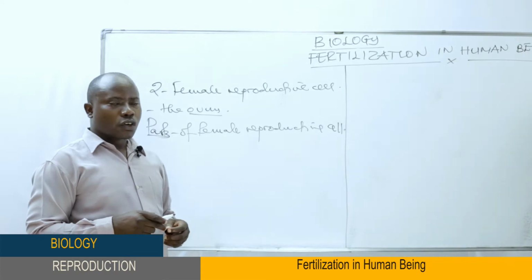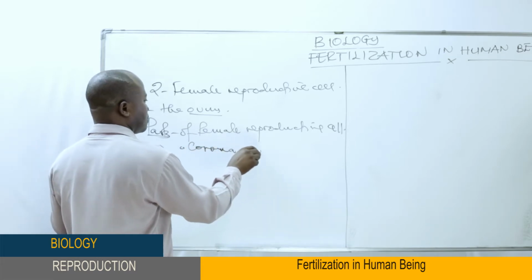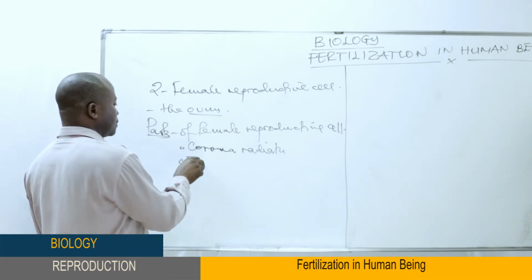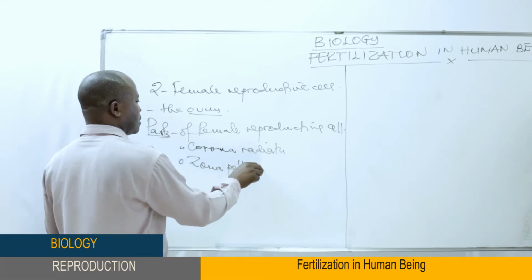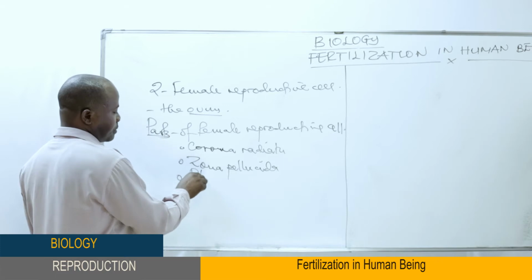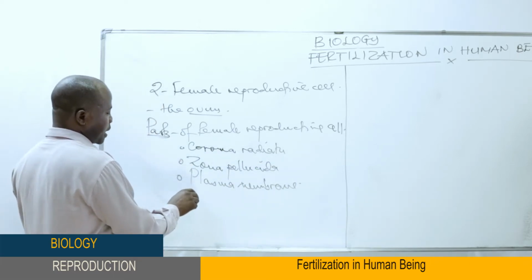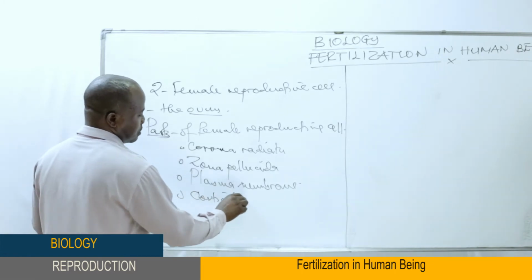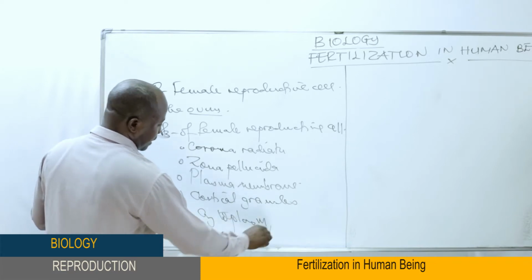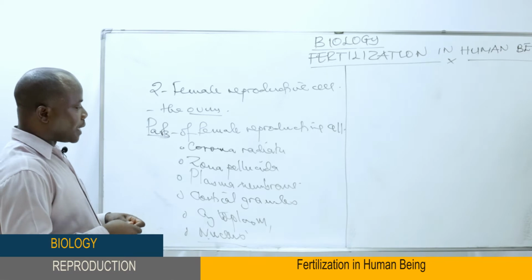The female reproductive cell consists of, one, the corona radiata, the outermost layer forming the female reproductive cell, but also there is zona pellucida just behind the corona radiata, and then there is plasma membrane, there is cortical granule, cytoplasm, and the nucleus. These are parts the female reproductive cell consists of.